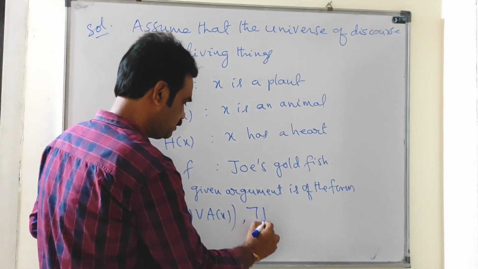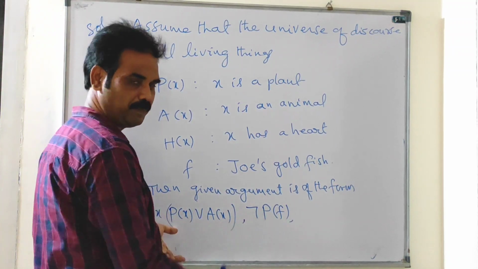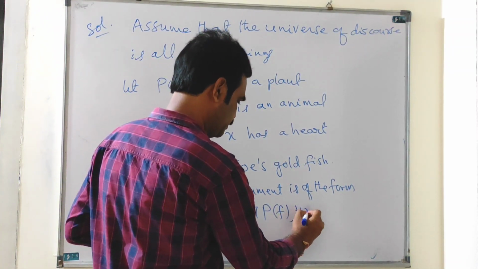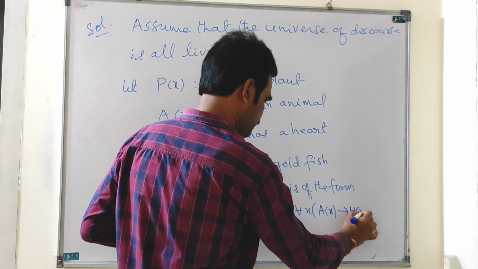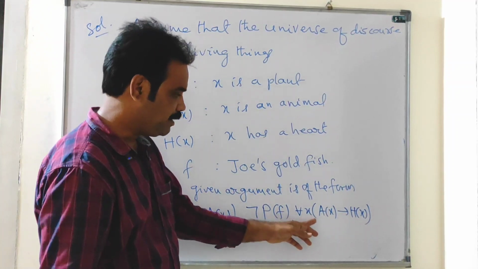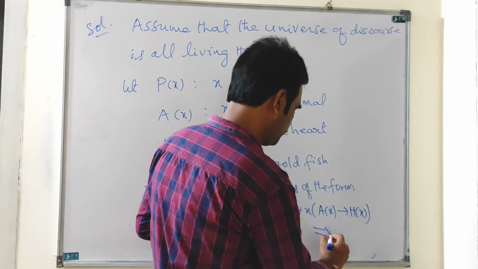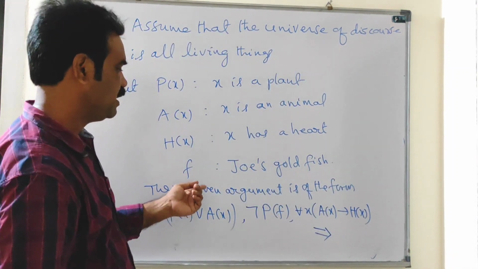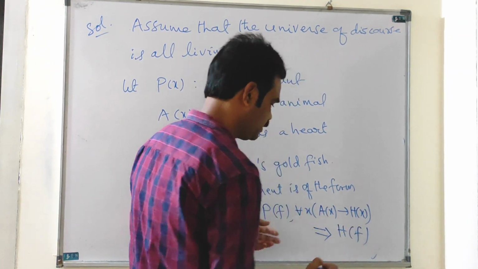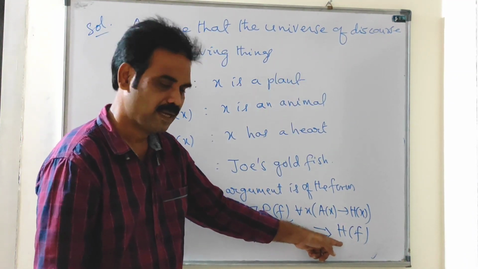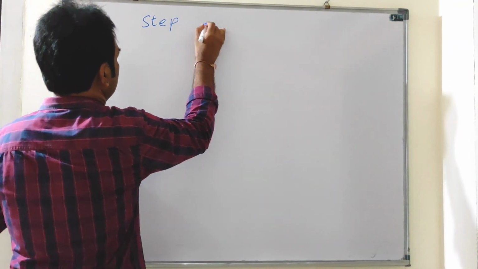Okay. Negation of P of F. This means Joyce goldfish is not a plant. Next, for all x, A of x implies H of x. All animals have hearts. What is the conclusion? Joyce goldfish has a heart. That means H of F, which means Joyce goldfish has a heart. This is our conclusion.